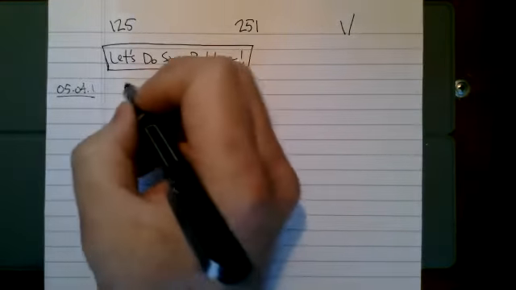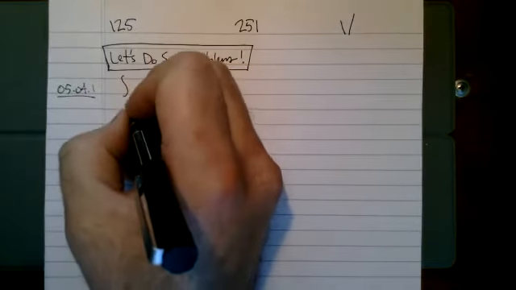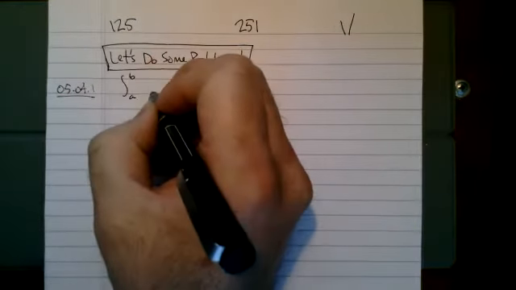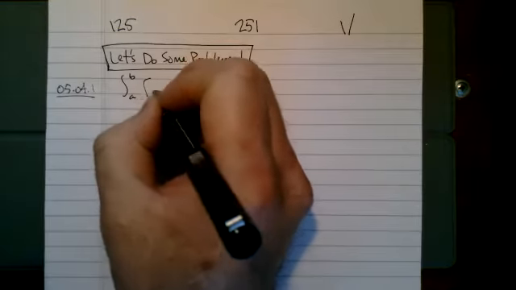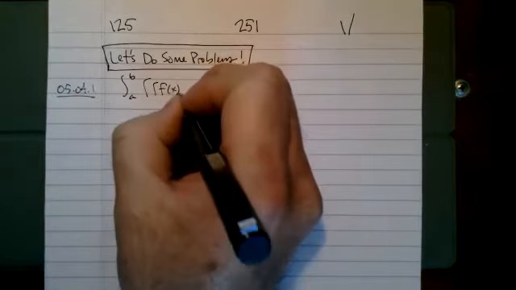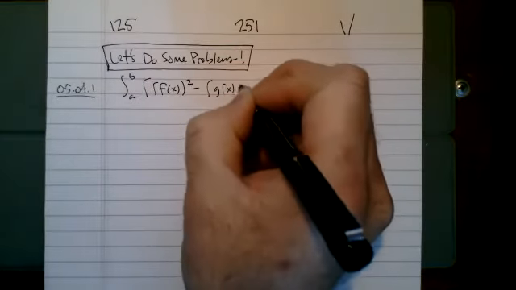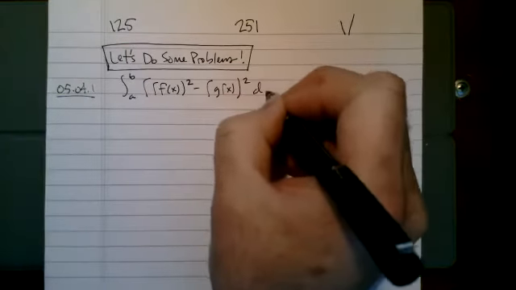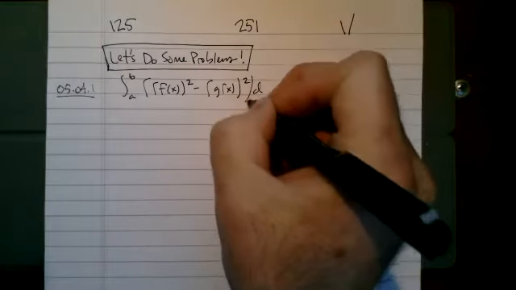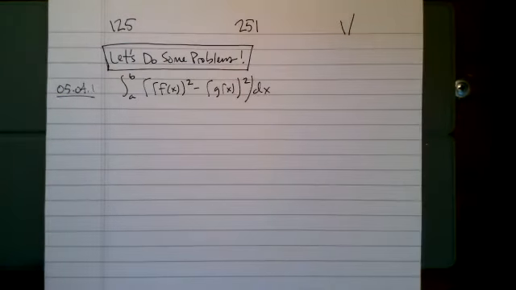Let's do some problems. In question 1 on this assignment, we're asked to calculate the definite integral from a to b of (f of x squared minus g of x squared) dx.